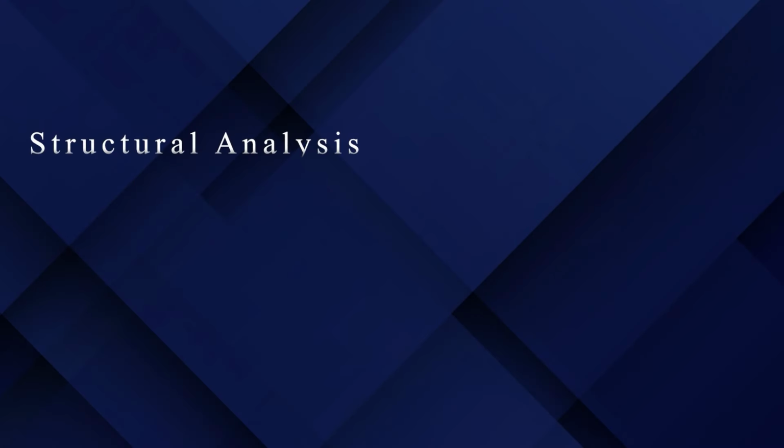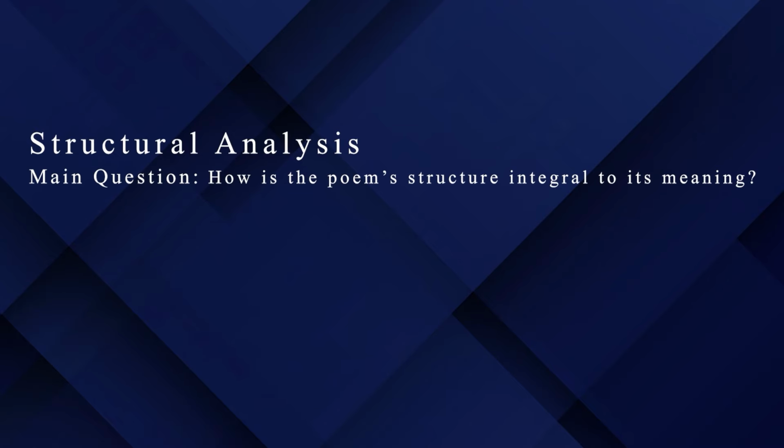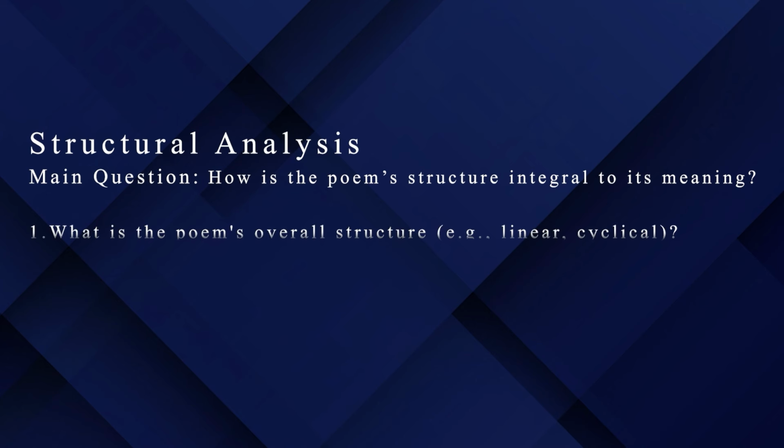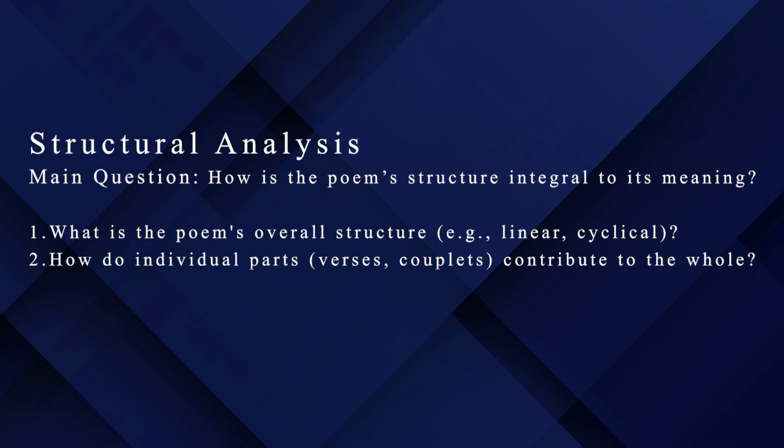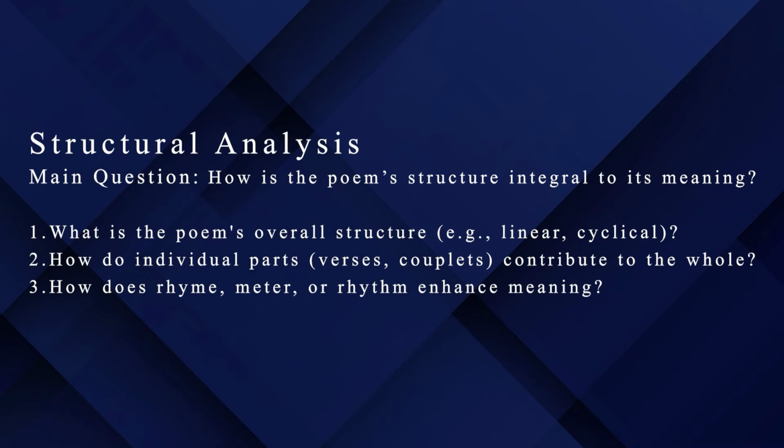Section 5, structural analysis. The main question you should be asking is, how is the poem's structure integral to its meaning? How do you find that? Well, you need to answer these 3 questions. What is the poem's overall structure? Is it linear or is it cyclical? Does it move step by step in a linear way? Number 2, how do individual parts, that is, verses, couplets, contribute to the whole, to the entire poem? How does rhyme, meter, or rhythm enhance meaning?